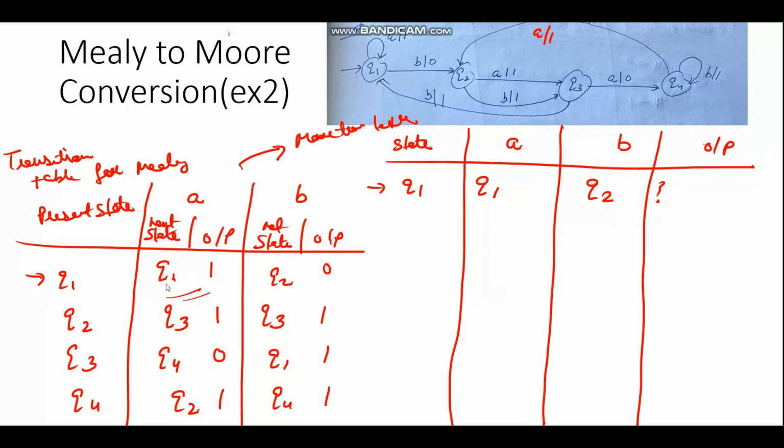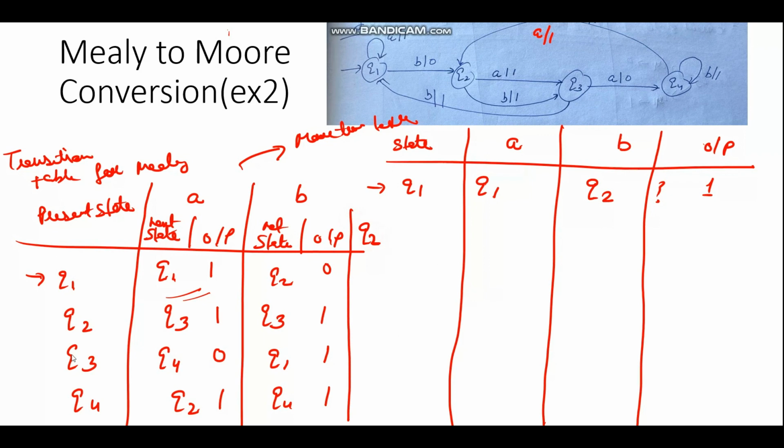So here we need to check for this Q1 the output is 1, but there is one more entry, and that is Q1 which says output is 1. So both the entries are giving the output 1, so no problem in that case. We will simply write the output is 1 in this case. Now what do we have to do? We have to do it for state Q2.